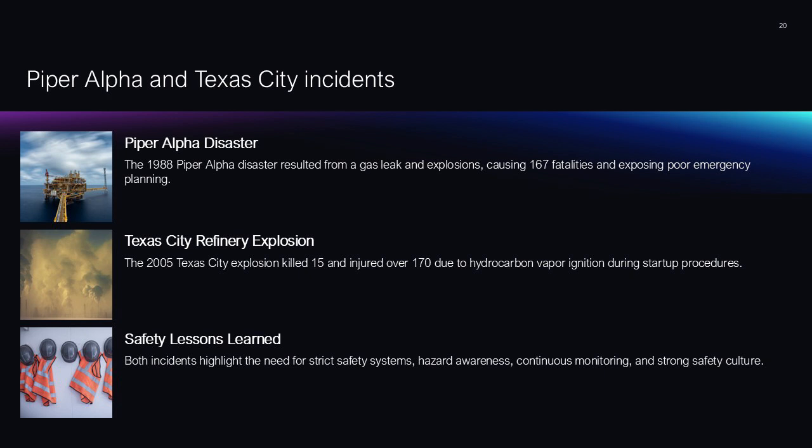The Texas City refinery explosion in 2005 killed 15 workers and injured over 170, caused by a hydrocarbon vapor cloud igniting during startup. Both incidents underscore the importance of rigorous safety systems, hazard awareness, and emergency preparedness. Lessons learned include the need for strict adherence to operating procedures, continuous monitoring, and fostering a strong safety culture.